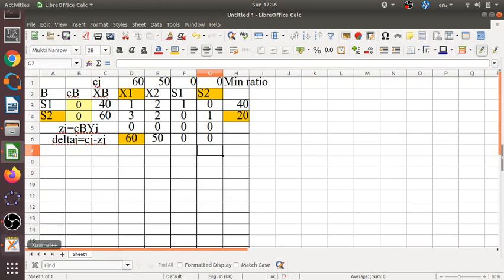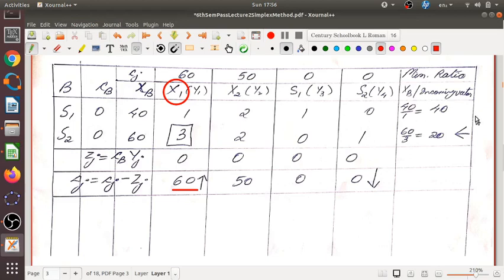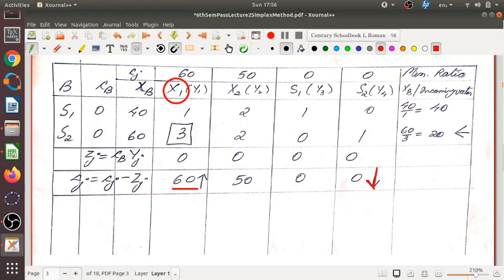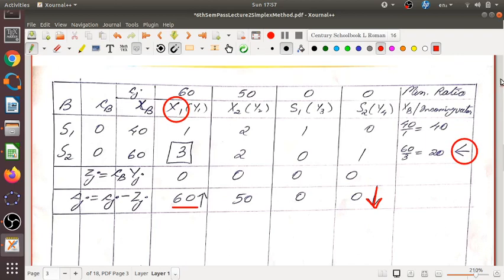So here you can see in the notes that I have prepared, this is the arrow mark showing that s2 is the outgoing vector. S2 will leave the basis and x1 will enter the basis, because 20 is the minimum ratio. This first arrow shows the incoming vector, and this arrow shows the outgoing vector, given by the minimum ratio. So s2 will leave the basis and x1 will enter the basis.